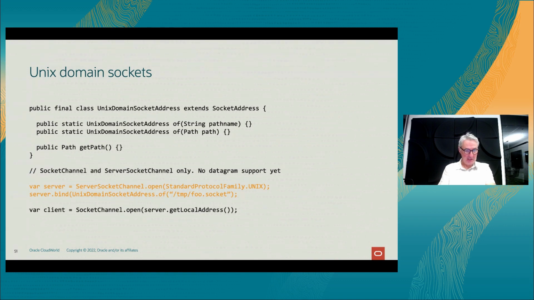Now you can create client sockets in exactly the same way, but using the SocketChannel class instead of ServerSocketChannel. So they can be bound to specific addresses if they need to be bound. But like TCP, it's not necessary to bind client sockets in this case. And a simpler way to create a client socket is to use the existing SocketChannel.open method, which takes a socket address. So in this case, if the socket address is a Unix domain socket address, it will create a Unix domain socket and connect it to the destination address that you have supplied.